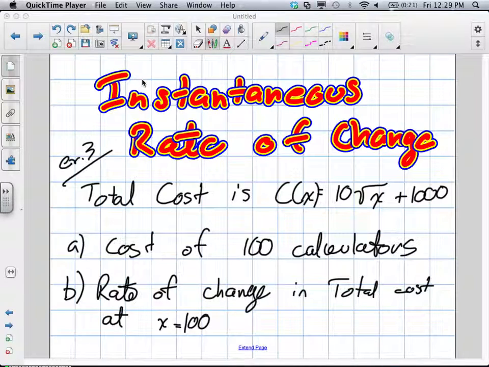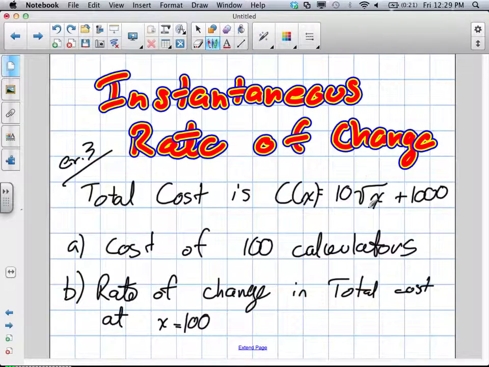Okay, so this question deals with instantaneous rate of change. They've posed a question that a company manufactures calculators, and their cost is modeled by this function. Depending on the number of calculators they make, which is x, you would plug x into this formula, and it would give the company what it would cost them to produce the calculators. The first question asks us, what does it cost for 100 calculators?